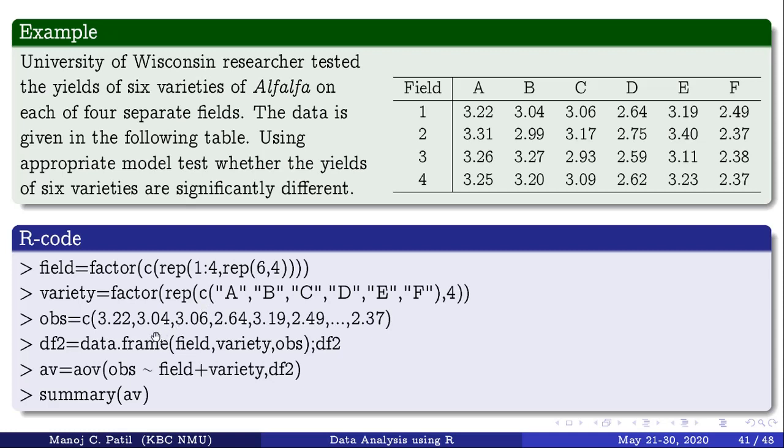Put it in a data frame df2. Go ahead and put the same command which we used in one-way ANOVA, with just a little bit of difference: one factor is added here. Observations tilde field plus variety. That second factor is added due to the two-way ANOVA case. And put that summary.